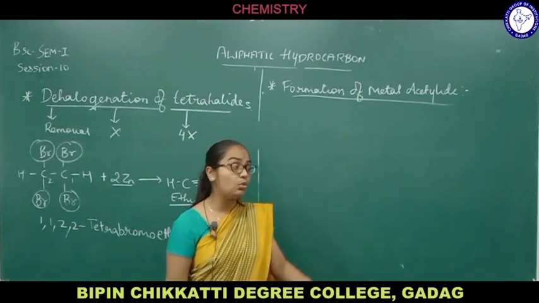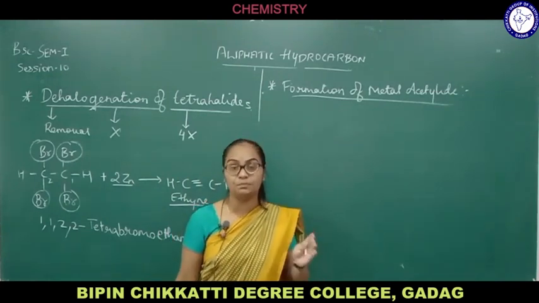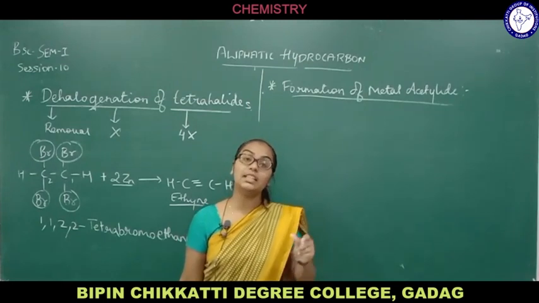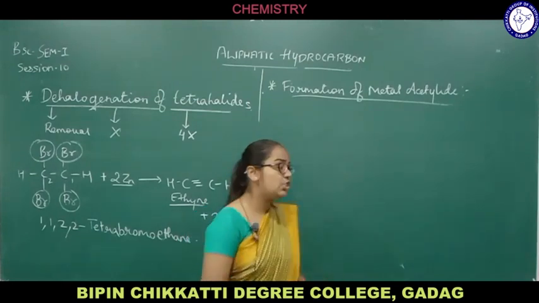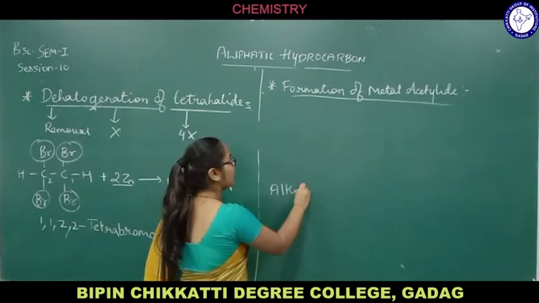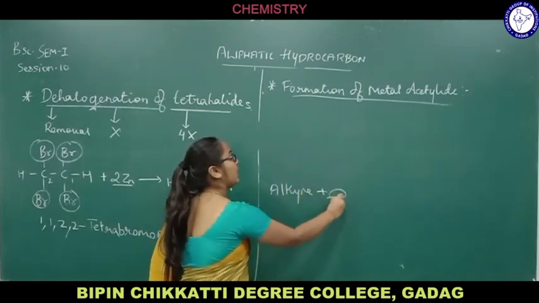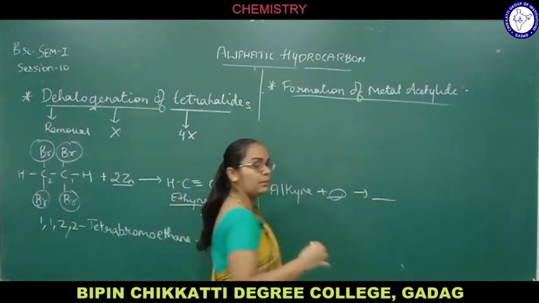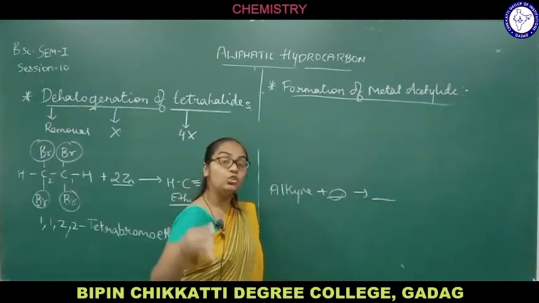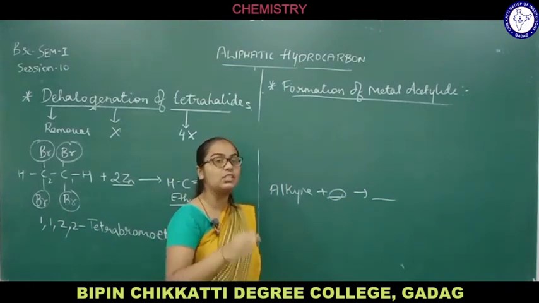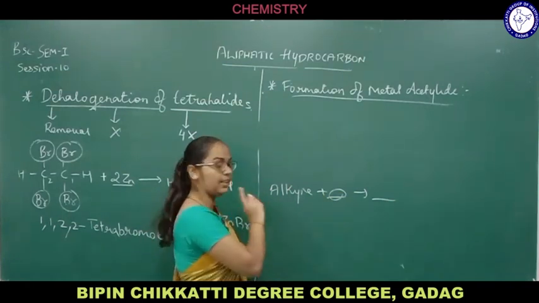Now henceforth we'll begin with the chemical reactions, in which the alkyne will be used as one of the reactants, and the other reactant depends upon the method, and the product will yield something else. So preparation is different and chemical reaction is different. Chemical reaction is one in which one of the reactants will be the alkyne.